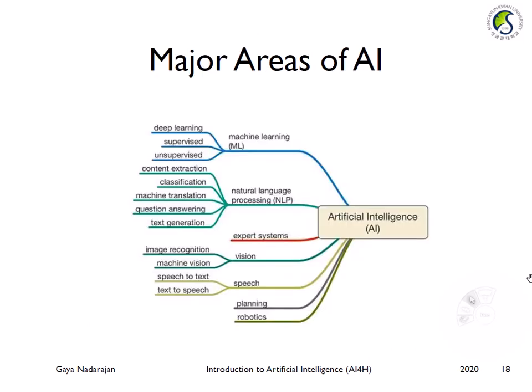Okay, and a few major areas of AI. Now, I spoke a little bit about machine learning. We're going to cover this as the lecture progresses, because it's a very big field. Machine learning is used in all of these other fields, okay? So machine learning is used in natural language processing. Machine learning is used in vision. Machine learning is used in speech. Machine learning is used in planning and robotics.